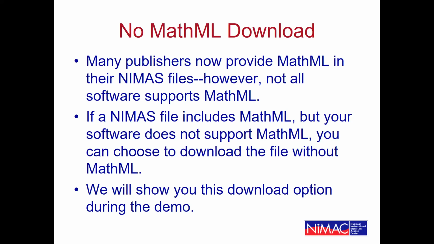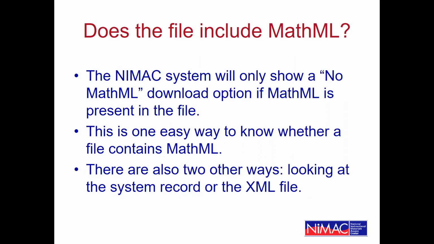The reason this works is that when we receive a file that contains MathML, we still require the publisher to provide what we call fallback images, so that if we have to strip out the MathML, we can put those images into the NIMAS file and you can use the file as if it never had MathML. In other words, the content is there, it's just there as images and not as MathML. I'll show you what that looks like during the demo at the point of download.